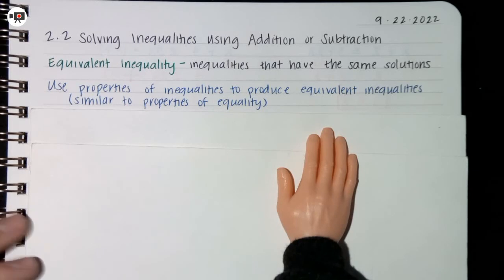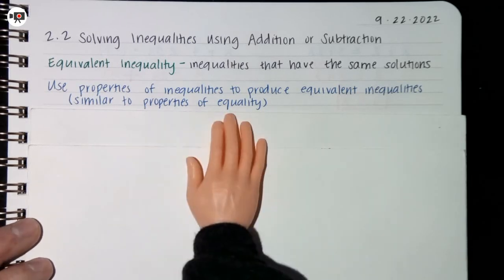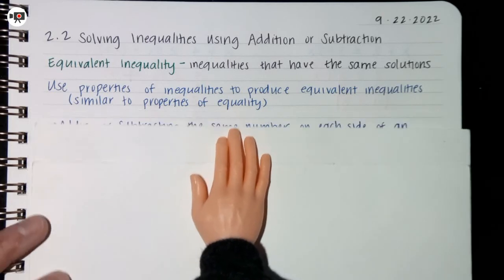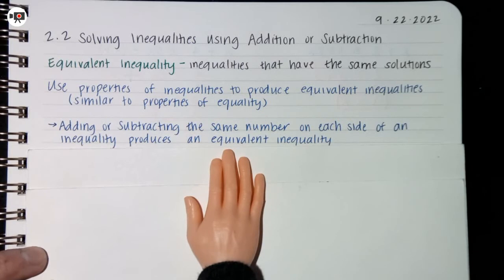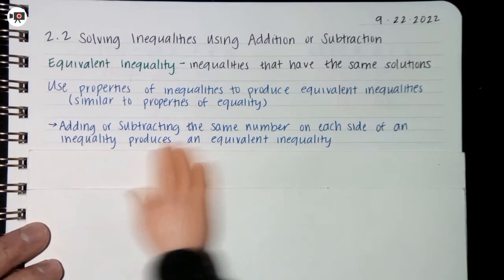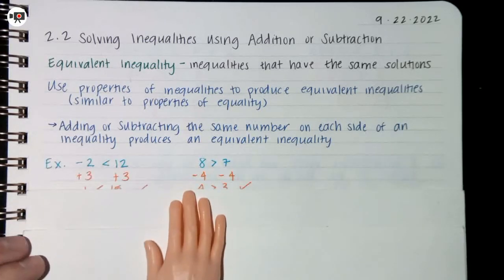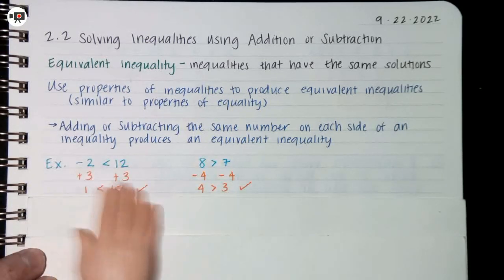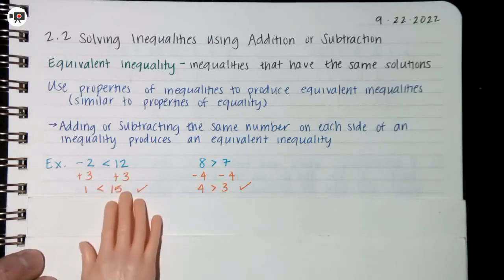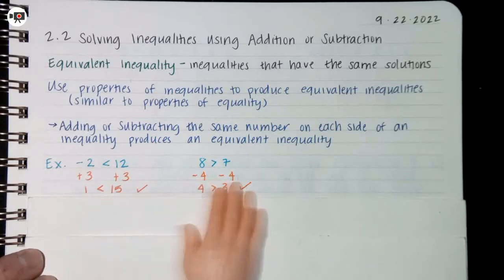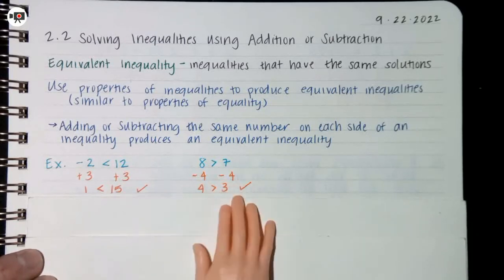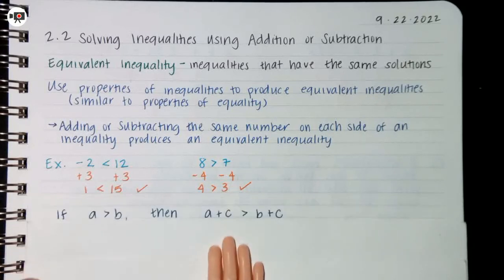These are going to be basically the same as the properties of equality. So we're doing almost exactly the same thing that we did when we had equations. We're just having inequality symbols instead of equal signs. Adding or subtracting the same number on each side of an inequality produces an equivalent inequality. So we can see if we add 3 on each side, we still get something true. And if we subtract the same number on each side, we're still going to have something true.